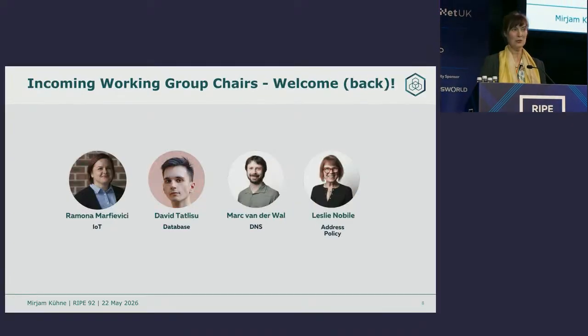And then we, of course, also have some incoming working group chairs and one returning. Thanks to David for running for another term in the database working group. We have a new working group chair in IoT, Ramona. Unfortunately, she couldn't be here this week, but she got good support from the group. I'm looking forward to working with her and Anna-Maria in the IoT working group. And we have Mark van der Waal, a new DNS working group chair, who's here, and then Leslie Noble for the Address Policy Working Group. So we'll hear more from them before the next meeting, I'm sure.